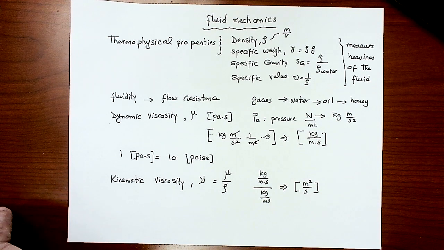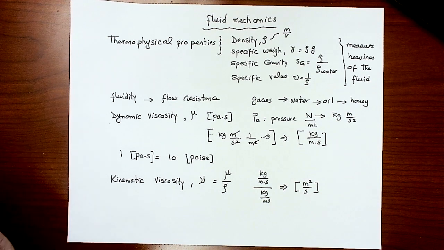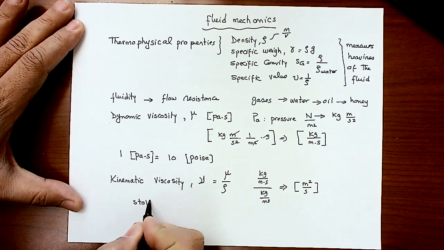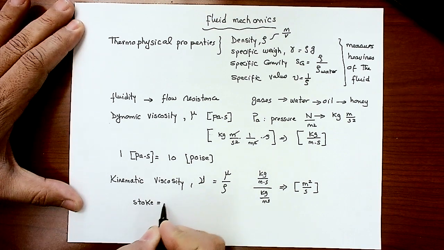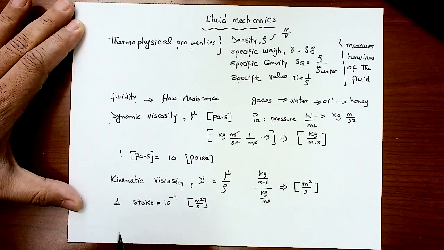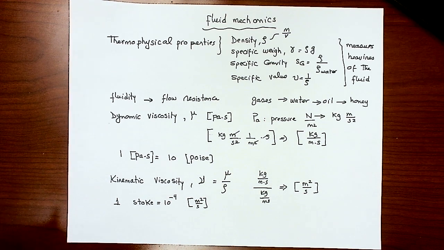We also use another unit for the kinematic viscosity. We call that the stokes, and one stokes is 10 to the minus 4 meter square per second. That's another unit you find in fluid mechanics books all the time. So that's just an introduction about viscosity.